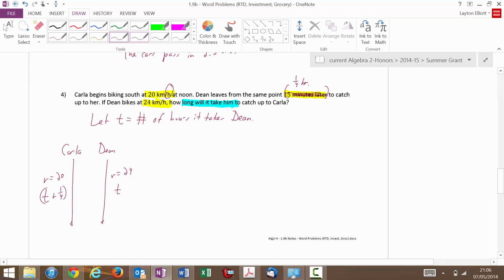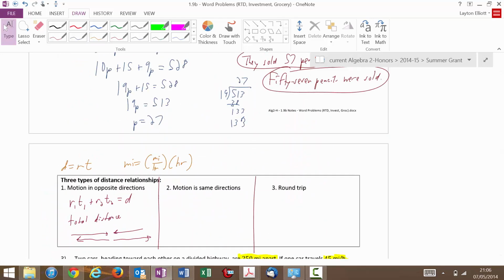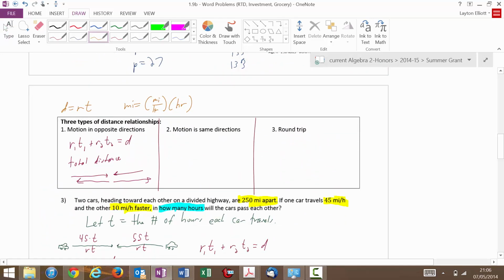Now, notice how they start at the same spot and they end at the same spot. In this case, we have a rate 1 and a time 1, and that's equal to a rate 2 times time 2, which is equal to a total distance. So I'm going to go back up. This is motion in the same direction. We'll put these sort of arrows down like that. We can also put arrows to the side. Rate 1 time 1 equals rate 2 time 2 equals distance.